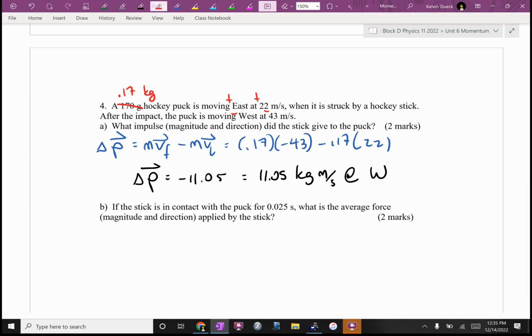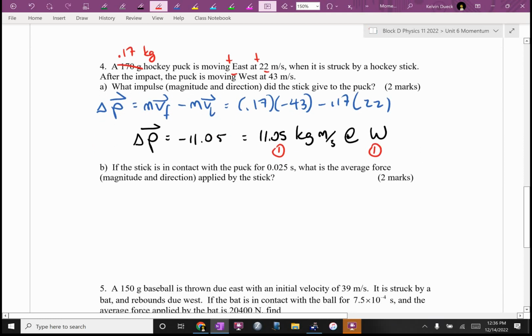I would give you 1 mark for the magnitude, 1 mark for the direction. Yes? Okay. Oh, if you let west be positive, you would have got positive 11.05, and you still would have said west. What's the average force, magnitude, and direction?